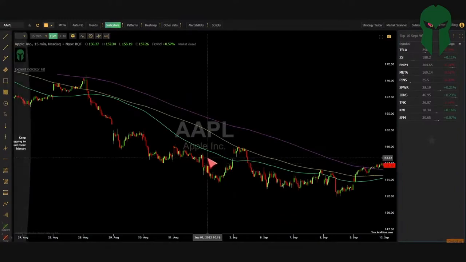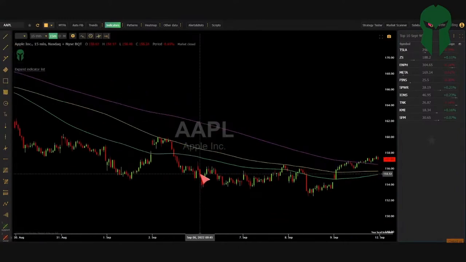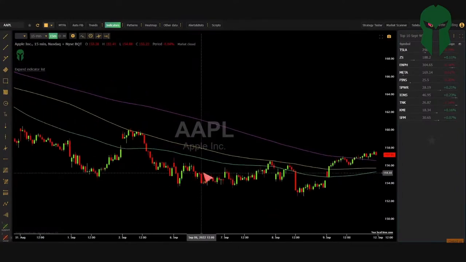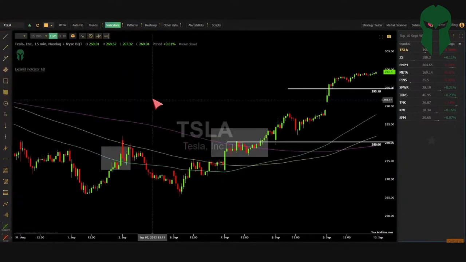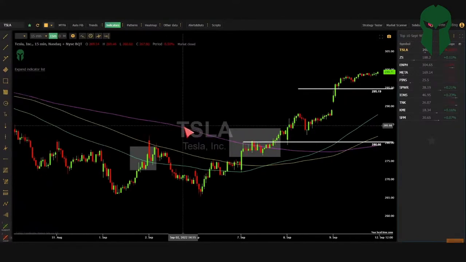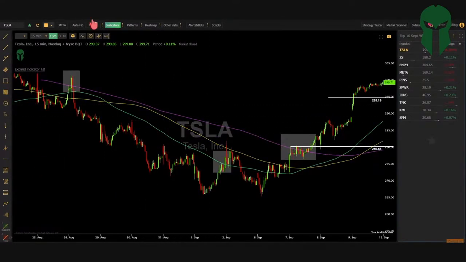Apple was a disaster. No, never really got there. So even Apple's above the 8-day now. Interesting. So that's really where I'm at with the crosses and how to utilize them. The slopes matter the same exact way. I would like to take some questions, and I do want to show a quick cheat sheet.